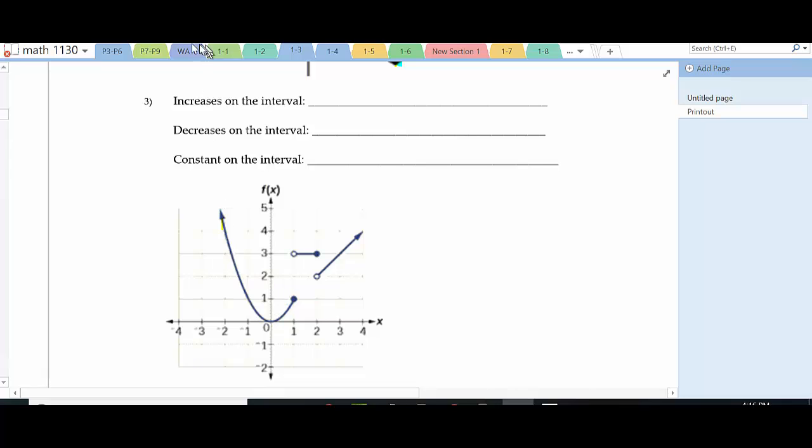So look at the increasing. The increasing just means the graph's getting bigger from left to right, so it would go like this, and then it would go like that. Everything's open. You don't really need to pay attention to the open bubbles and solid on this. So we would say increasing would be 0 to 1, union 2 to infinity like that. As far as decreasing, the only place I see decreasing is what I'm highlighting in blue. So that would be negative infinity to 0. And then finally, constant would just be this area here. So that would be 1 to 2.